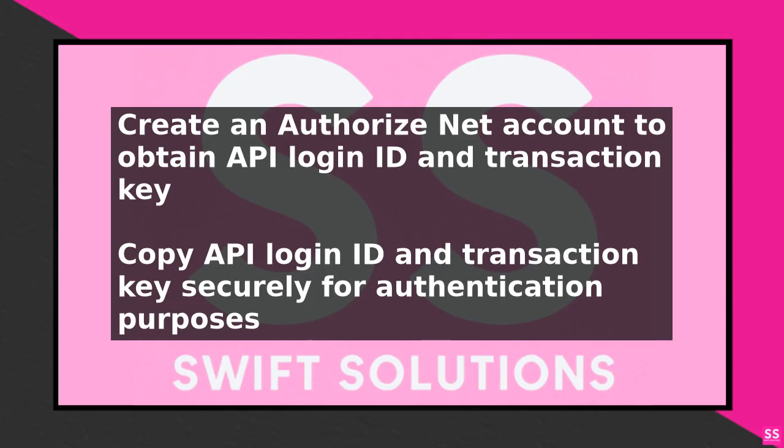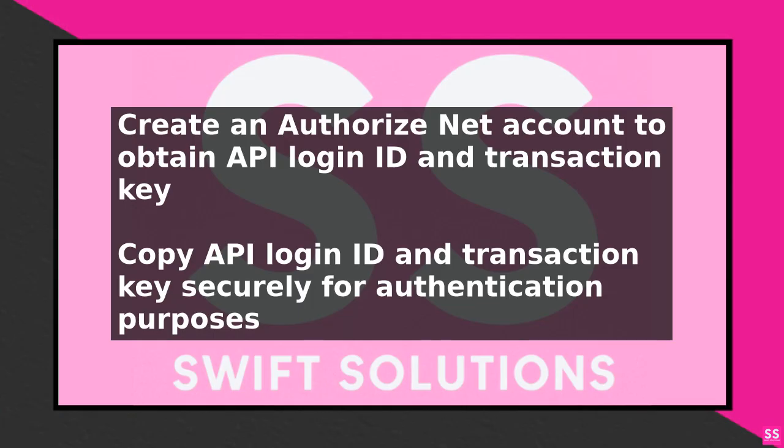First, log into your Authorize Net account and navigate to the API Access section, where you can find your API login ID and transaction key. Copy these credentials securely, as they will be used to authenticate your payment requests.